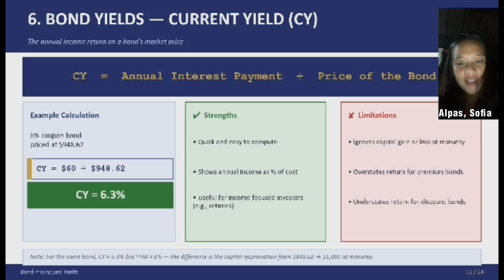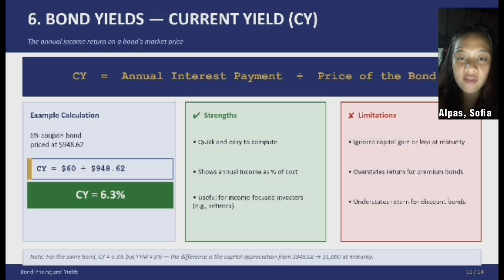$948.62. The computation is: current yield is equal to 60 divided by 948.62, which is equal to 6.3%. This means the investor earns a 6.3% annual income based on the bond's current price.